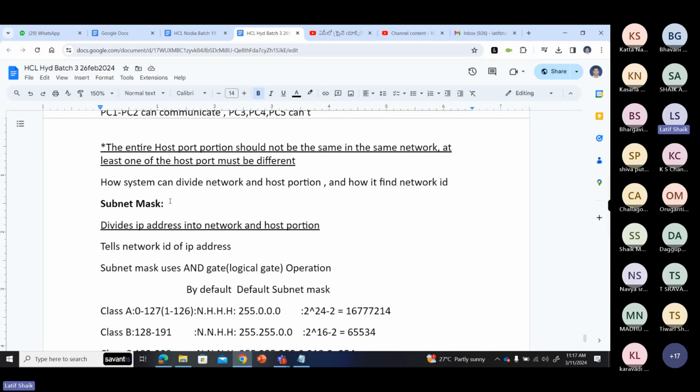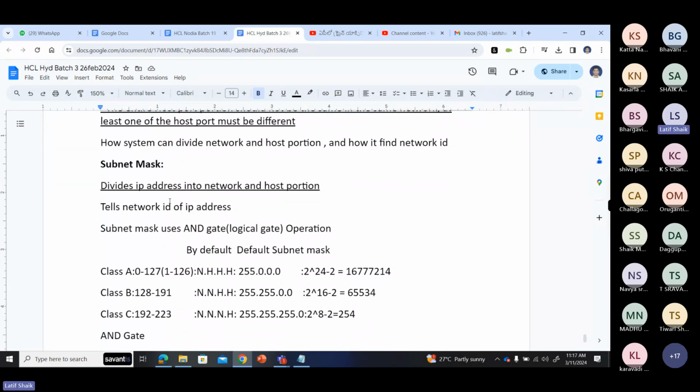Whether you are going through network related, server related, or cloud related topics, this is always helpful. It's the same concept, a core concept: how a system can divide the network and host portion, and how to find a network ID.